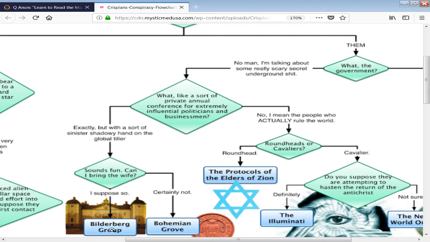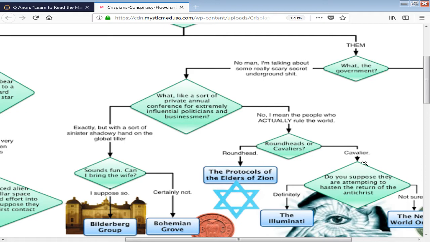So it's got the Bilderberg Group, Bohemian Grove. So if you answered no to this question, no, I actually mean the people who actually rule the world. Roundheads and Cavaliers. No, I think those are, I think it'd be like Rothschilds and some other ones. So you have the Protocols of Zion. There's a whole reason why Israel's a state in the Palestine region.